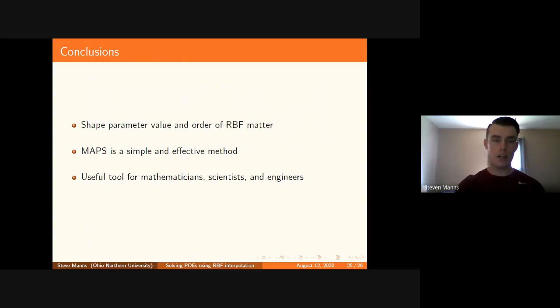Even with this shortcoming, our findings indicate the method of approximate particular solutions is a simple and effective method for solving partial differential equations. With that in mind, we hope this project will inspire those working on projects in applied mathematics, the sciences, engineering, and any other field in which PDEs are being used to try implementing the method in the projects that they are working on.